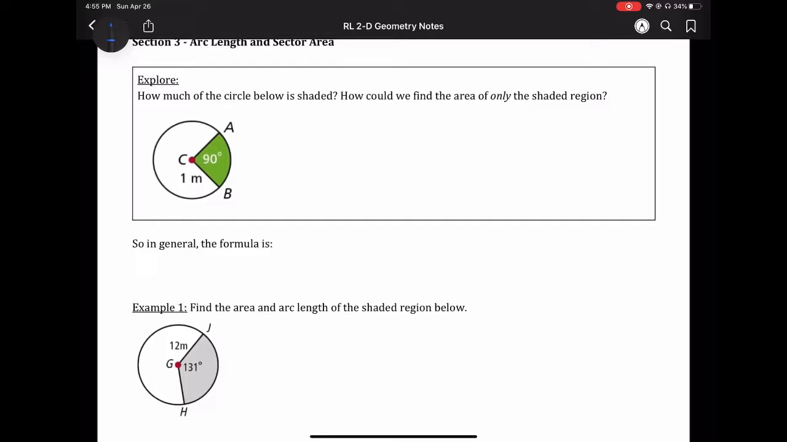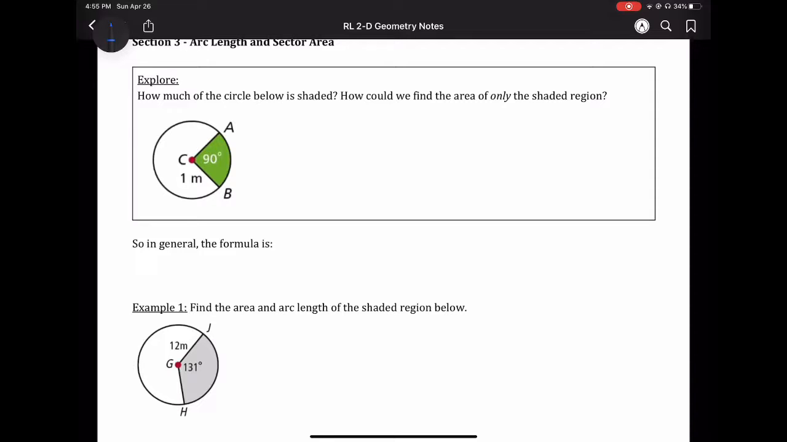We're beginning week 2 of remote learning, and this is our third lesson. Today we're going to be talking about arc length and sector area. Before we get too far into the lesson, I want to go over a couple of vocabulary terms real quick.